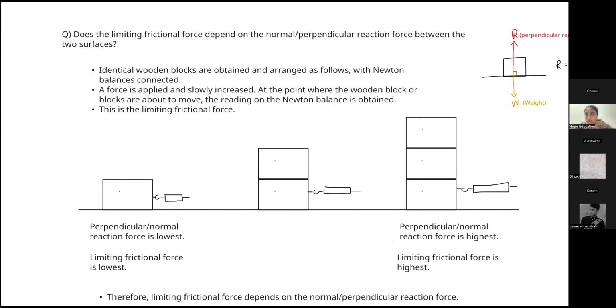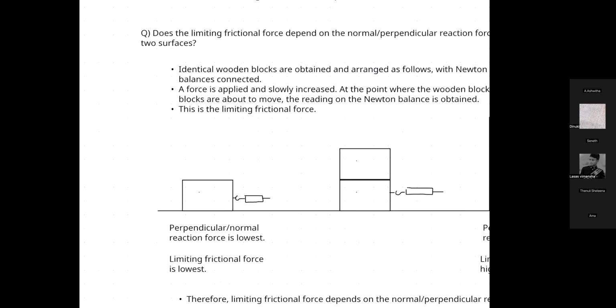While you write this, tell me, did you all understand this? Chenuli, Ashwita, Dinuki? Yes, teacher. Seneth, Lasas, Tenuli? Yes, teacher. What about Seneth and Tenuli? Okay. Quickly write.